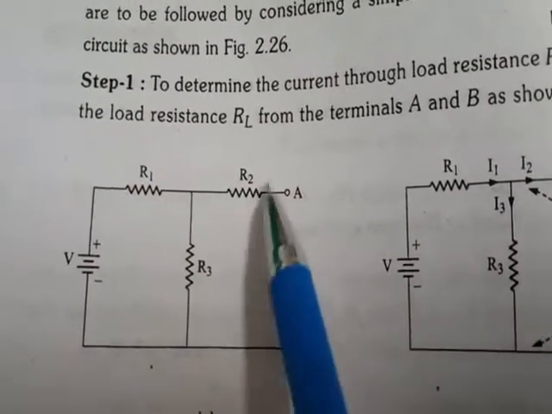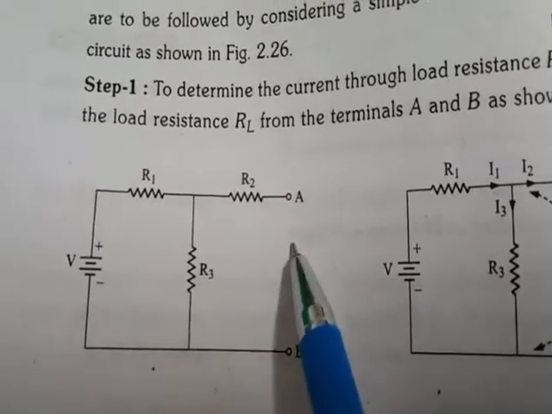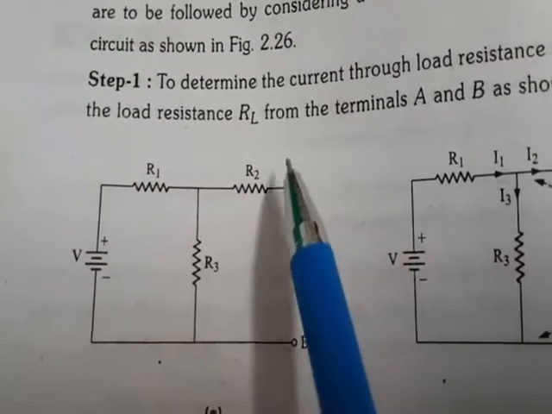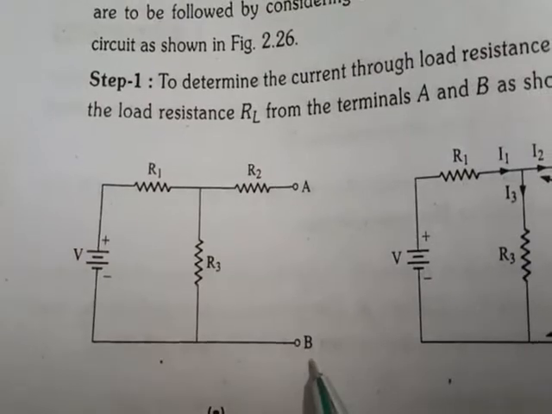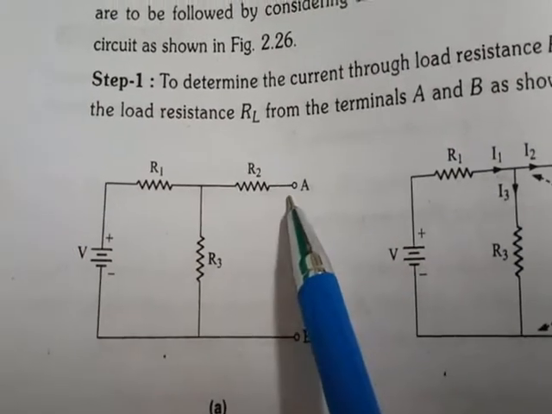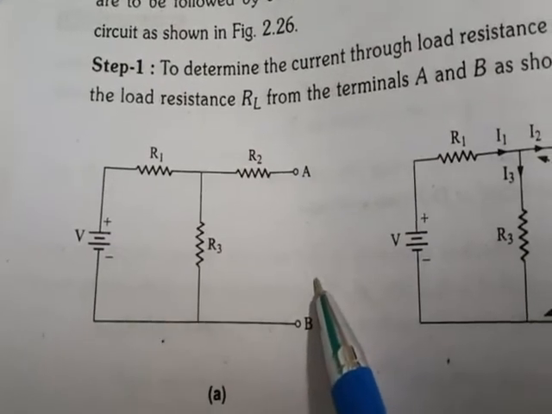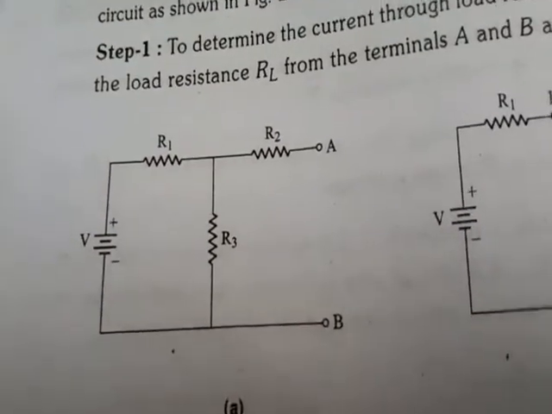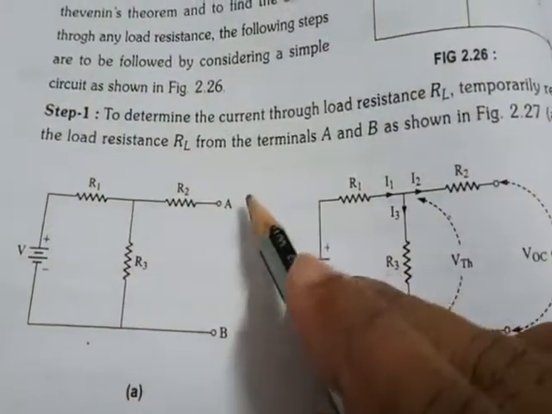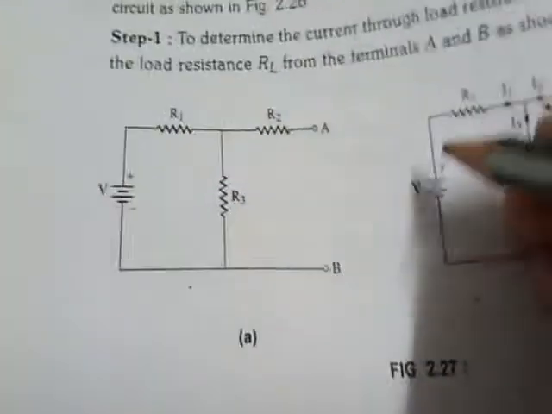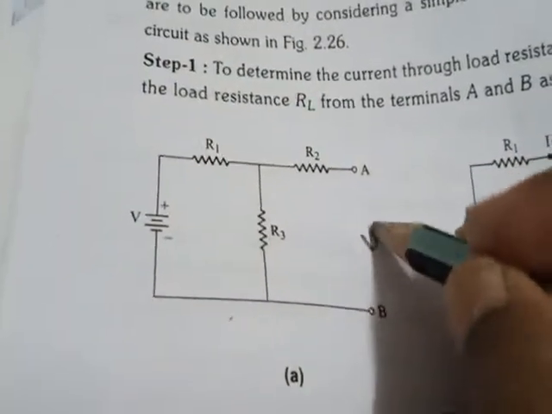So these are the two terminals A and B where the load resistance is removed. Now, how are these two terminals? It is like an open circuit. So the voltage between terminals A and B is generally an open circuit voltage. These two terminals A and B are open circuited. Simply we can write this as VOC.